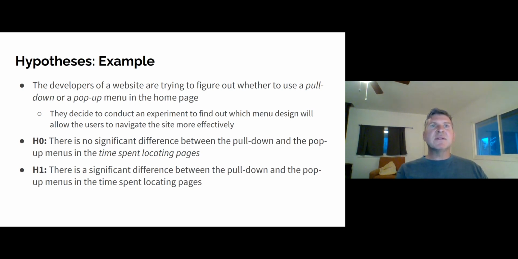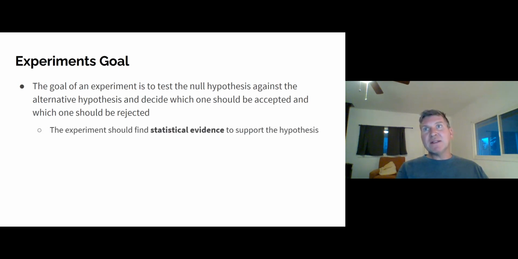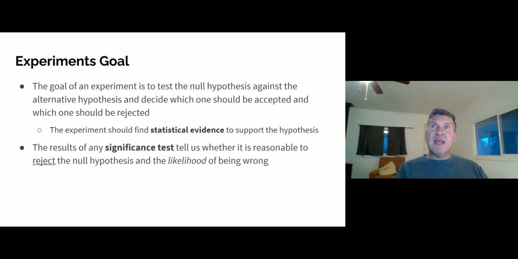They're mutually exclusive. So when you have an experiment, the goal of your experiment is to test the null hypothesis against the alternative hypothesis and decide which one should be accepted and which one should be rejected. The experiment should find statistical evidence to support your hypothesis. And the result of any significance test will tell us whether it's reasonable to reject a null hypothesis and the likelihood of it being wrong. We'll look more at this in our next lecture.